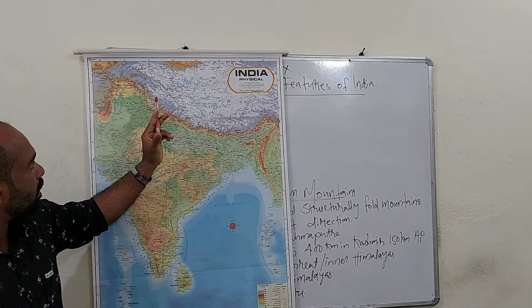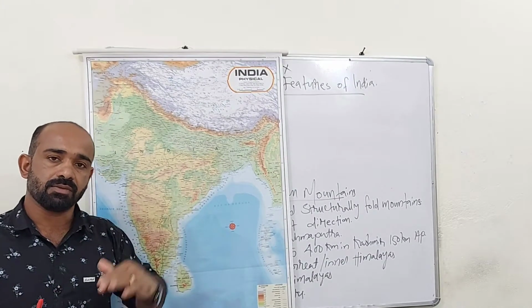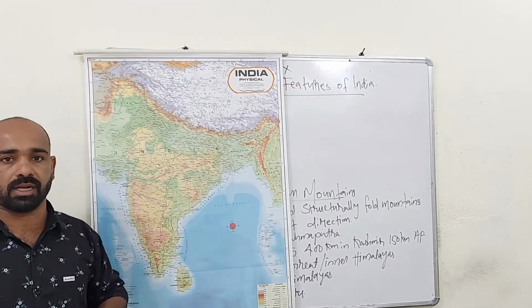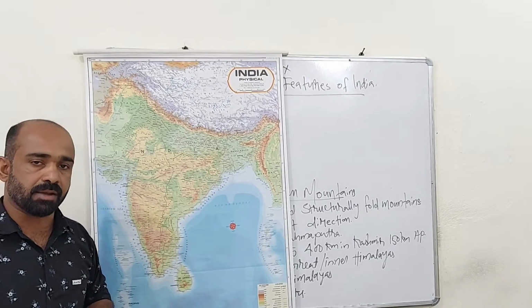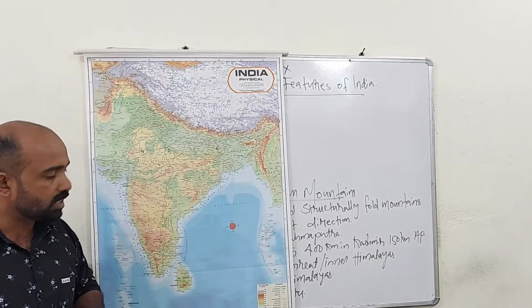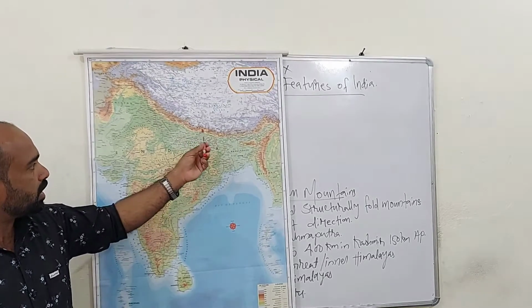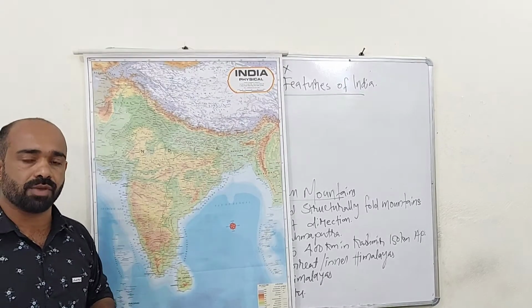The Himalayan mountains consist of three ranges. The northernmost range is called Himadri, Inner Himalaya or Greater Himalaya, the middle range is known as the Lesser Himalayas, and the third, the southernmost range, is known as the Shivalik mountain ranges. These are the three mountain ranges of the Himalaya.